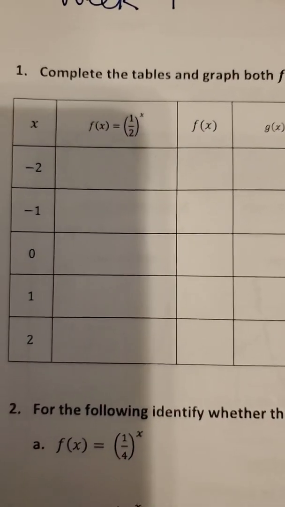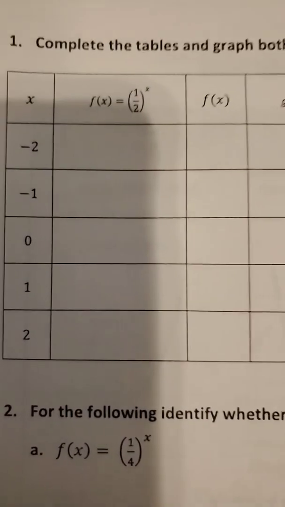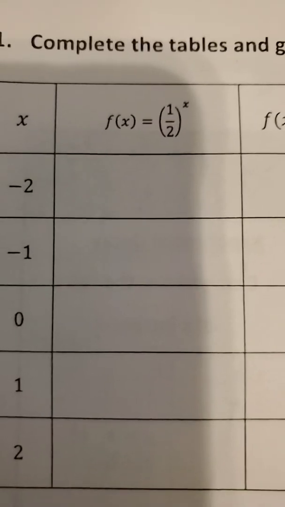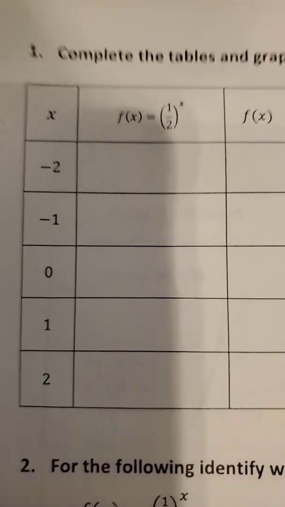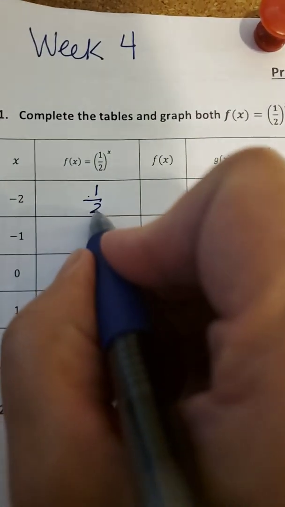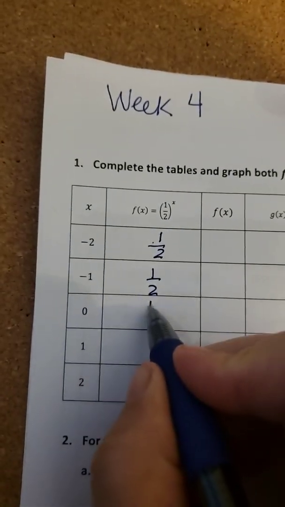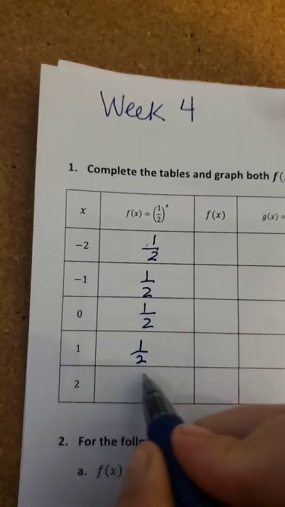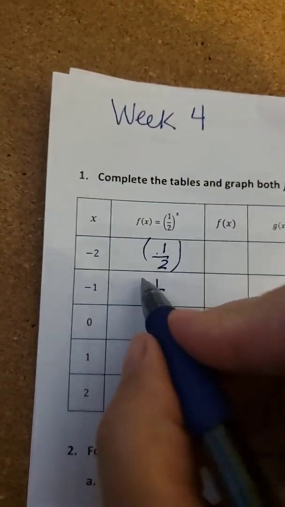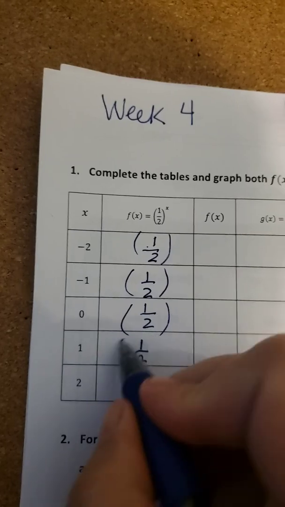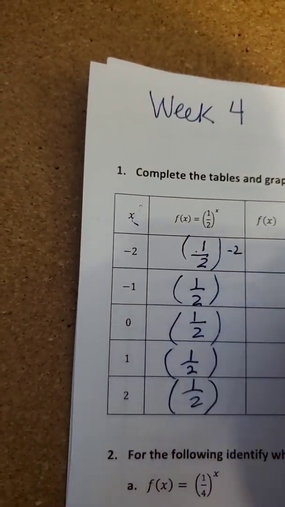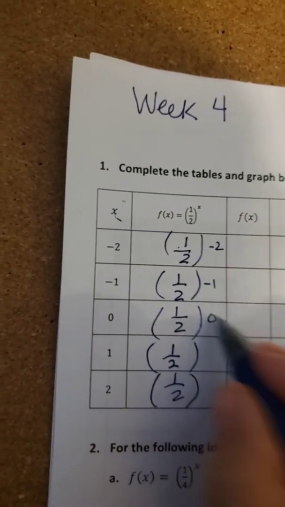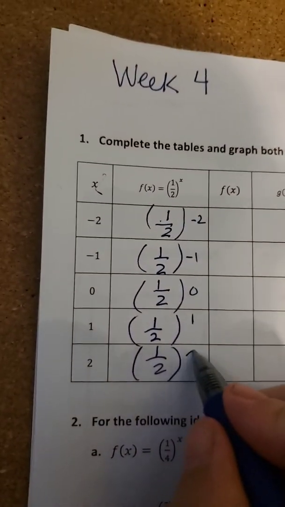So we're looking at completing the tables and graphing. Let's look at the first one. It's f of x equals 1/2 to the x. Like we have been doing, we're just going to put 1/2 all the way down, and then go back and put your parentheses. Then we're plugging in these numbers here: -2, -1, 0, 1, and 2.